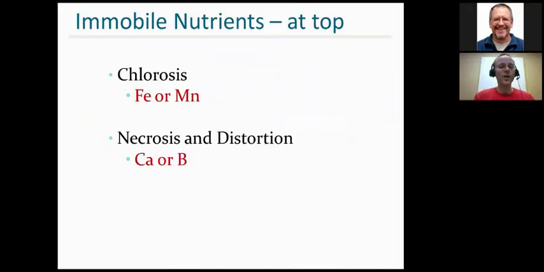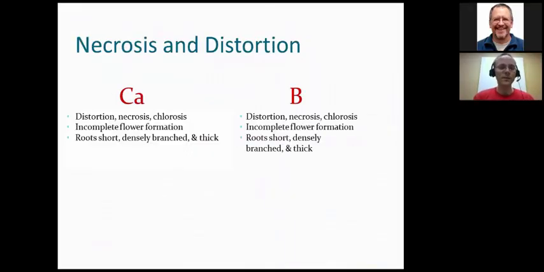Now let's move on to calcium and boron, where we see the necrosis and distortion. Very similar symptoms. So as I've been beating this drum all along, let's look at what's different. We're going to have shorter internodes with the boron deficiency. Oftentimes, it's almost going to look like the plant is in a rosette.